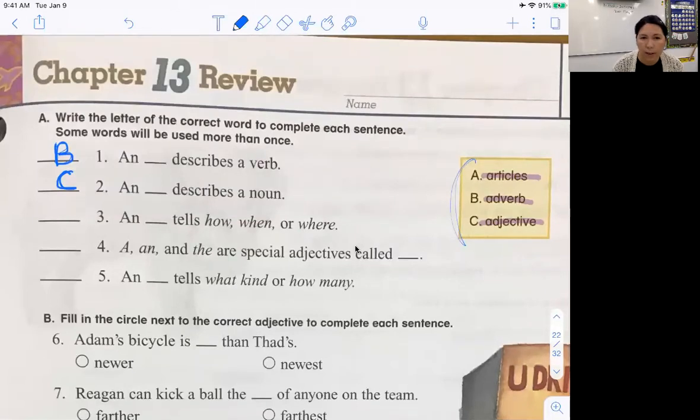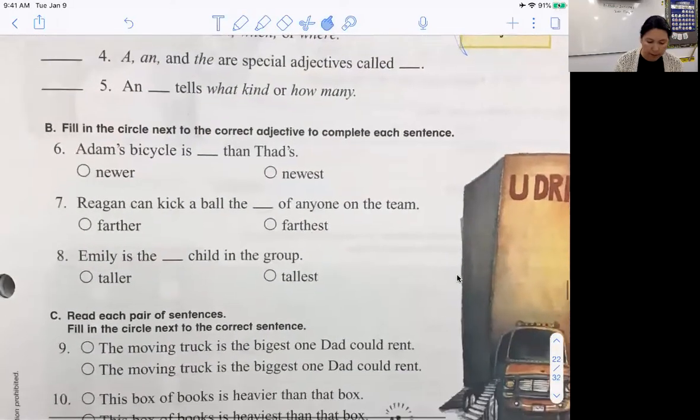Number 4, a, an, and the are special adjectives called, are you going to choose articles, adverb, or adjective? Go ahead and mark your answer. And the last one, number 5, blank something tells what kind or how many. So which of those did what kind and how many? Really think of our board from yesterday, or from Tuesday, I should say. Okay, if you need more time, pause it, but I'm going to move ahead.